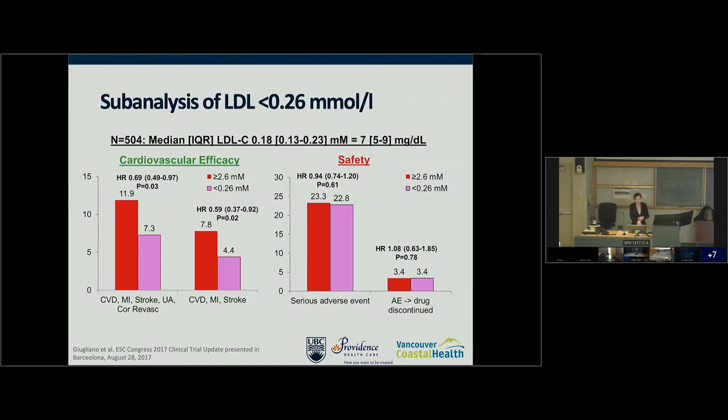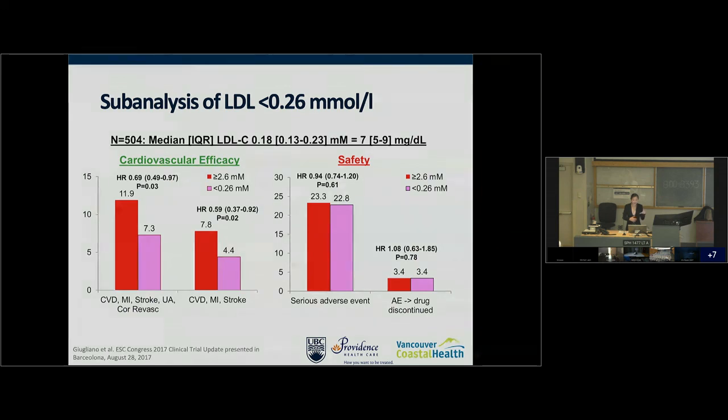And so a sub-analysis was done using the population from the FOURIER study, looking at just how bad an LDL that's really, really low is. About 500 people achieved an LDL of less than 0.26, and the median LDL was actually 0.18. So very, very low LDL. You can see the people that got to an LDL less than 0.26 are represented in pink, whereas those with an LDL of greater than 2.6 are represented in red.